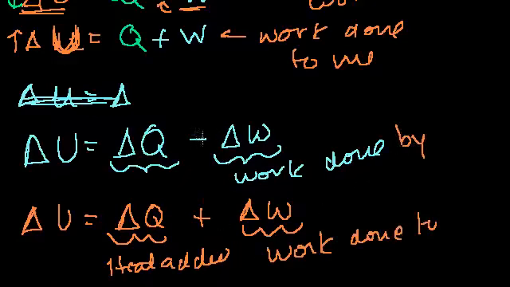Either way, you shouldn't even memorize this. You should just always think about it a little bit. If I'm doing work, I'm going to lose energy. If work is done to me, I'm going to gain energy. If I lose heat, if this is a negative number, I'm going to lose energy. If I gain heat, I'm going to gain energy. Anyway, I'll leave you there for this video. In the next video, we'll really try to digest this internal energy formula in 100 different ways.